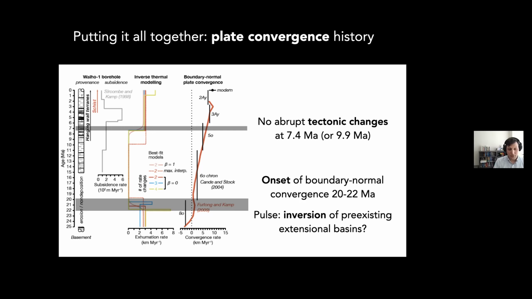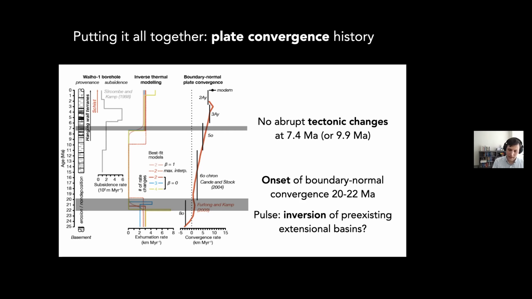And then also, we see a clear tectonic change 20 to 22 million years ago. This coincides with essentially the initiation of convergence across the plate boundary. It's essentially the emergence of the Alpine Fault as a convergent structure, which is really interesting. It seems to be a very clearly tectonically related signal.